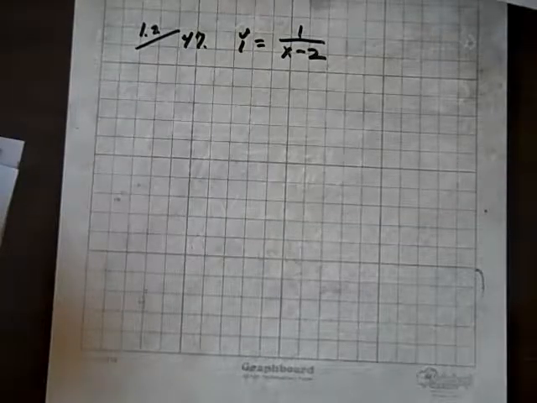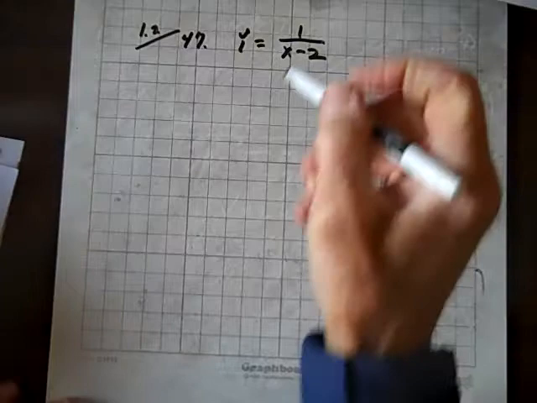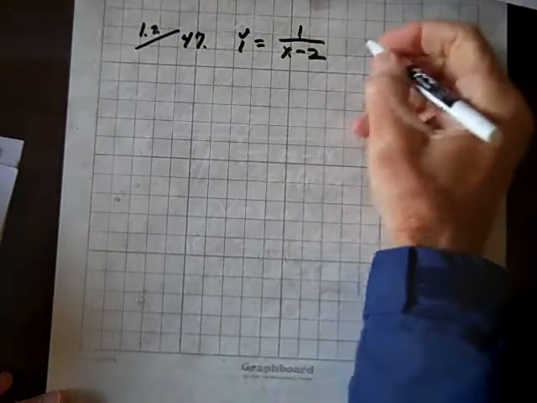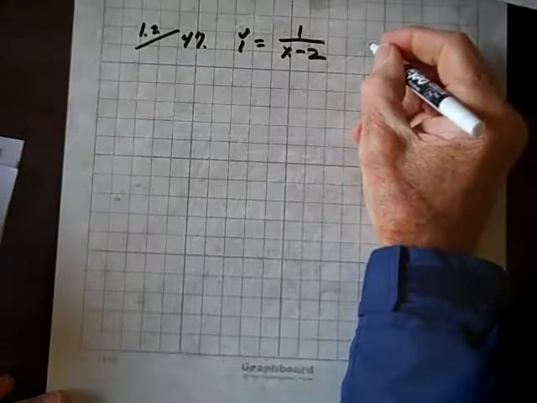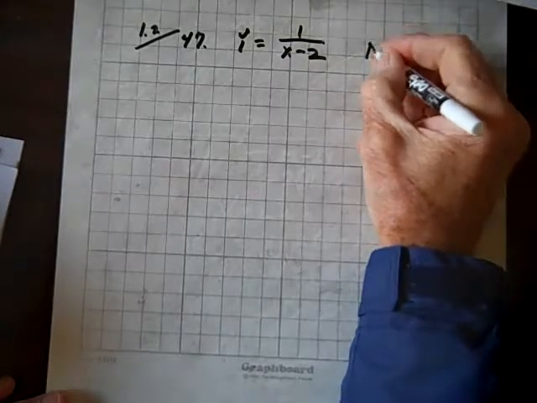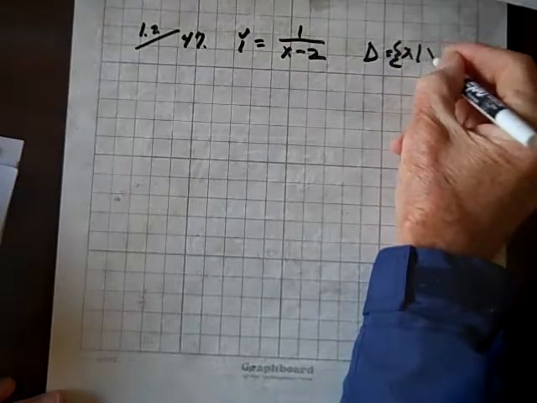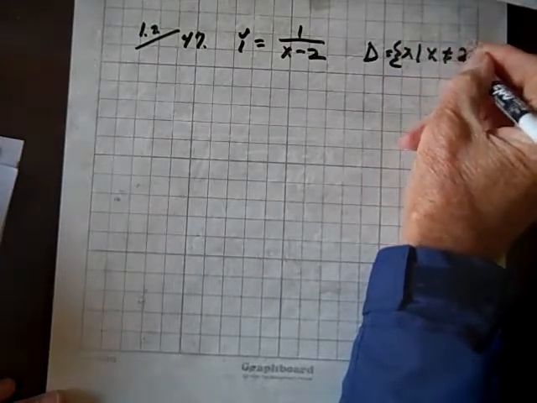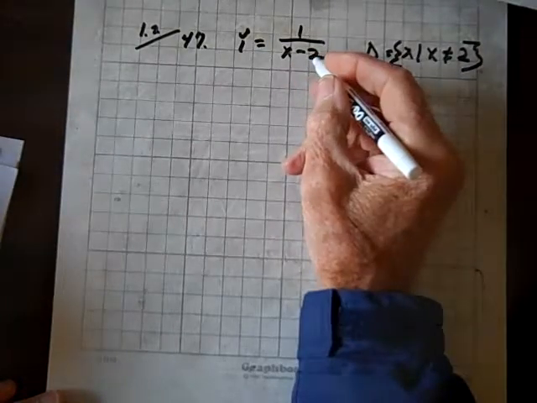Well, now we're doing section 1.2, question 47, and we have to graph this. So we know the domain is all reals but 2. So domain equals x such that x is not equal to 2. So that means we have a vertical asymptote at 2.